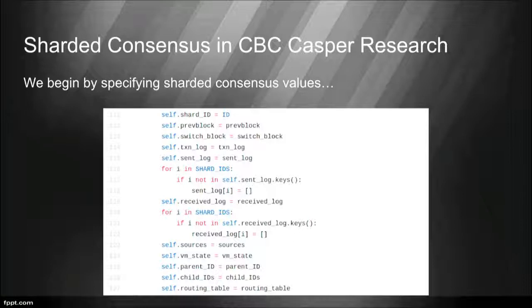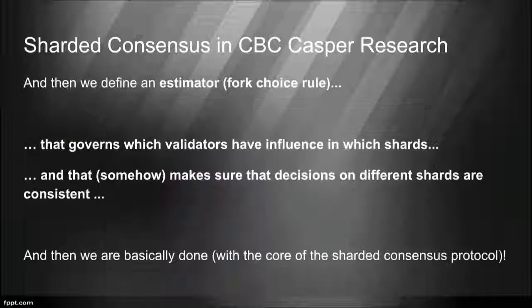So first we define the domain of consensus values that the protocol is interested in, and that nodes are going to make decisions about. And then we define a fork choice rule, which governs which validators have control over the state of the consensus on which shards, and which makes sure that the communication between the shards is consistent, so that the decisions that nodes make on different shards are consistent with each other.